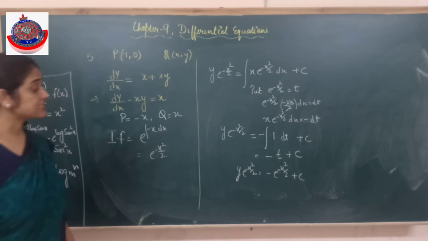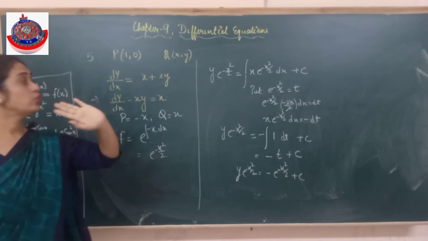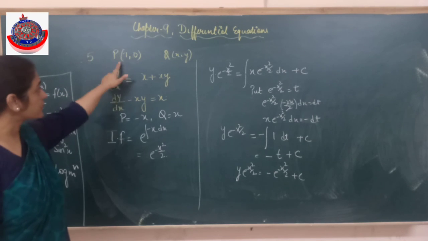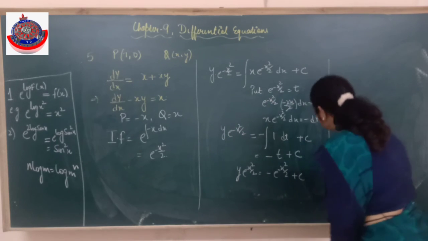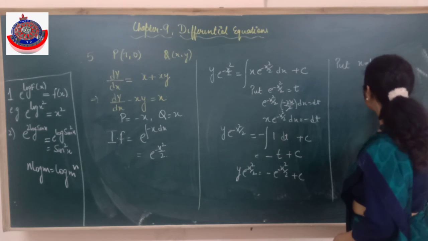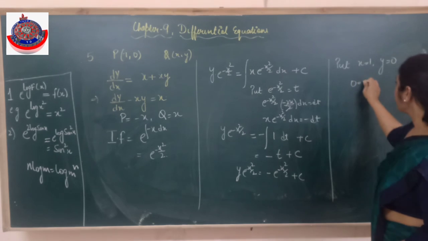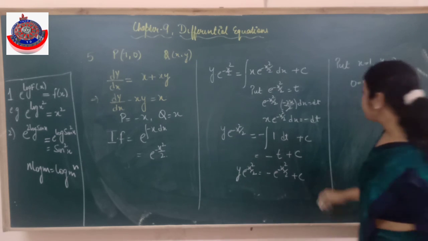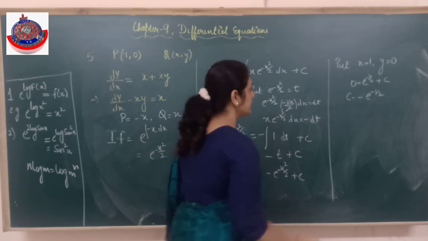Alright, now in this they are asking me the particular curve which passes through the point 1, 0. This is a family of curves whose slope of the tangent is equals to this. But now they are asking me that particular curve which passes through point 1, 0. That means they are asking me the particular solution. So I'll put the value. Y is equals to 0. Put it here. 0 into something would be 0. E raised to power 1 minus 1 by 2 plus C. So this is the value of C. So put the value of C.